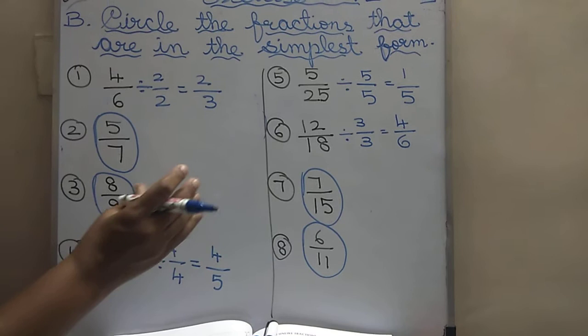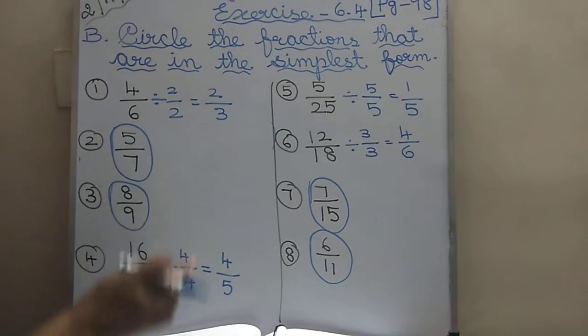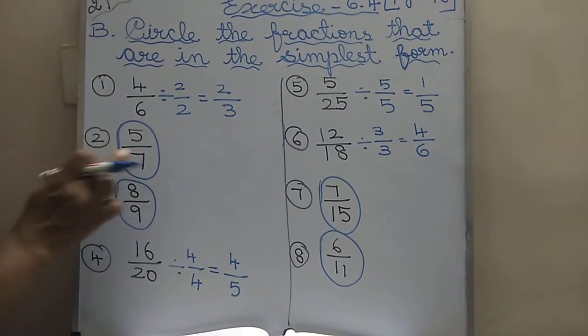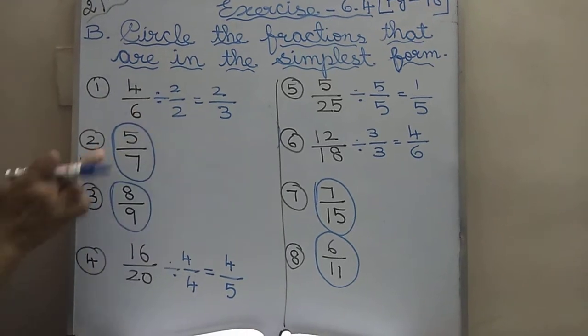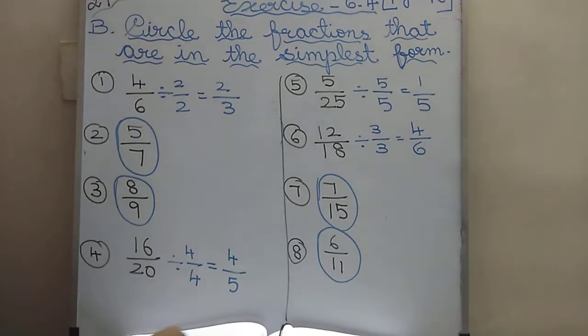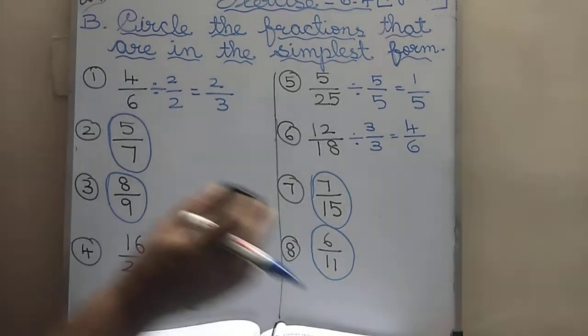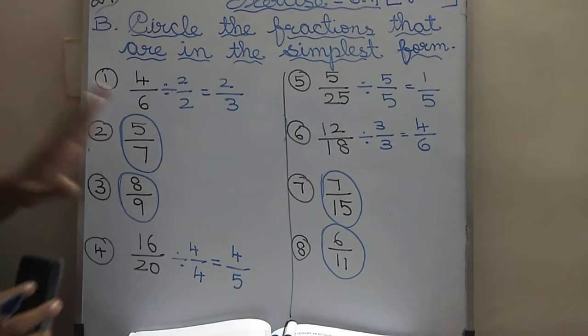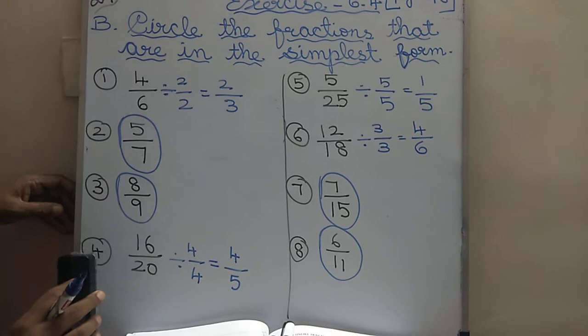Understood, children? Which we can divide like this, you should not circle. Which we can't divide in the same tables, you have to circle. That is called the simplest form. And the rest of the sums we will do. Okay, children? Are you thorough in this sum? Okay.